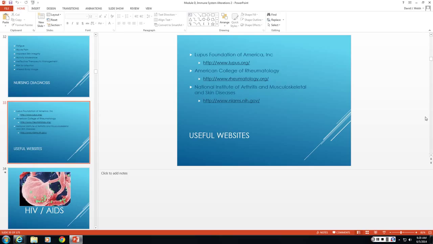Now here are some useful websites. The Lupus Foundation of America can give you more information. The American College of Rheumatology, the National Institute of Arthritis and Musculoskeletal and Skin Diseases. Now that's it for this portion of the Tegrity. The next one we'll begin will be with HIV/AIDS.